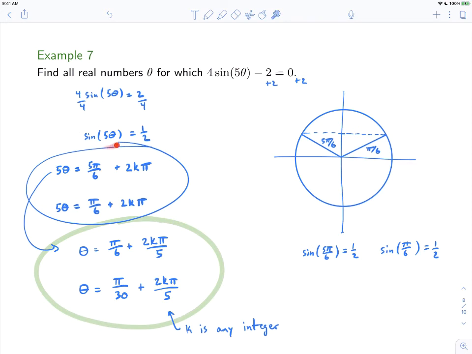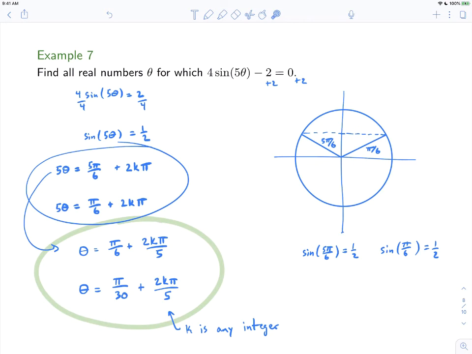First, we look at sine of 5 theta equals 1/2. So 5 theta is some angle such that sine of that angle gives us 1/2. But the possible angles for that are pi over 6 and 5 pi over 6. So that means that this angle must be either pi over 6 or 5 pi over 6. Now I add in these 2k pi because we're looking for all real numbers. So the coterminal angles also work.